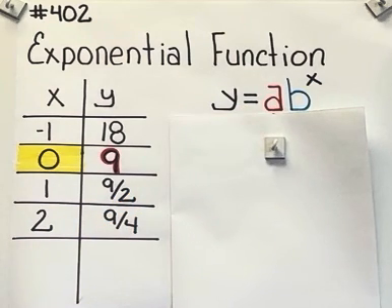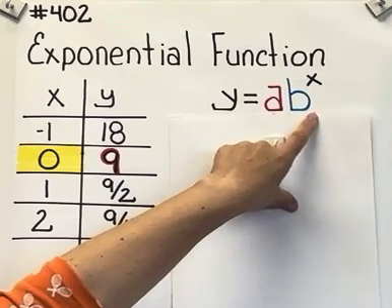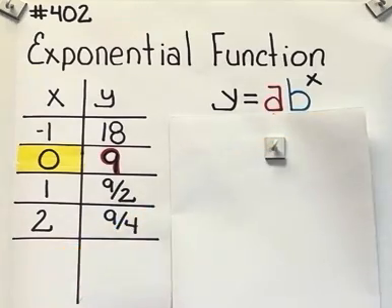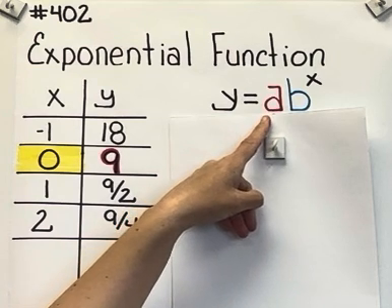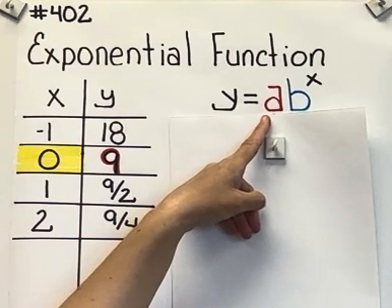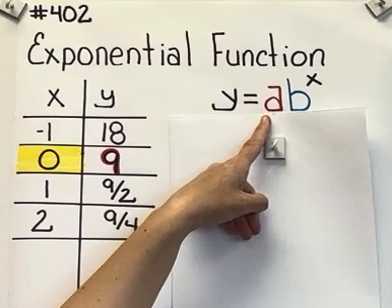Just in contrast, if you want to write the equation of a line, you need to find m and b. If you want to write the equation of an exponential function, you're going to need to find a and b. Now, a represents the initial amount. In other words, when no time has gone by, the starting amount.